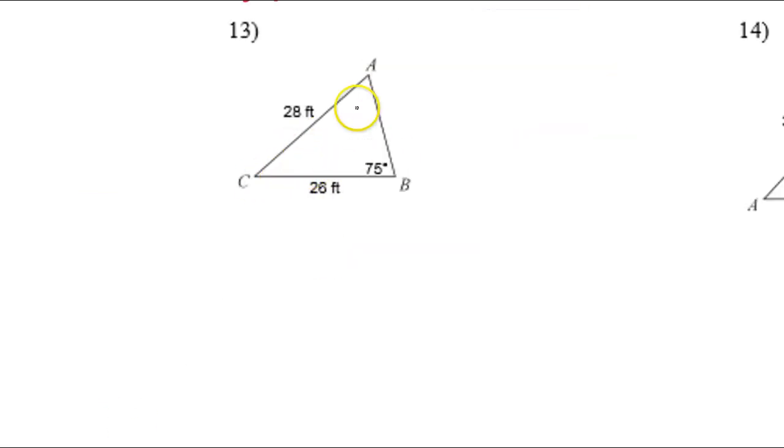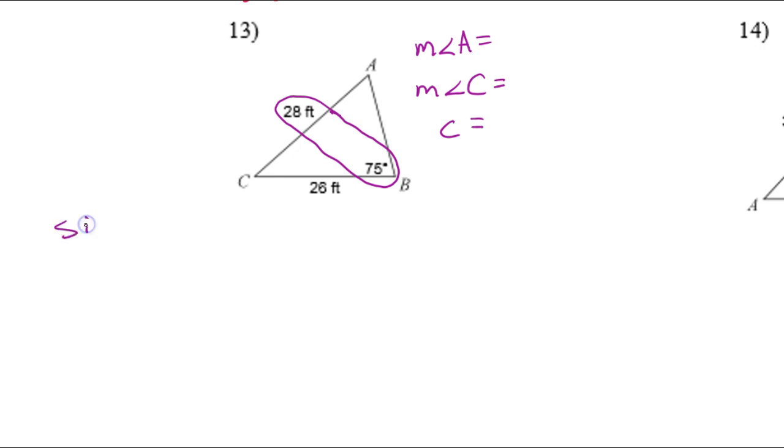Now, for problem number 13, we are missing the measure of angle A. We are missing the measure of angle C. And we are missing side C, across from angle C. So these are the three values that we will need to find. Now, the one pair of values that we have for the law of sines is this angle and the side across from it. So we will definitely use those.